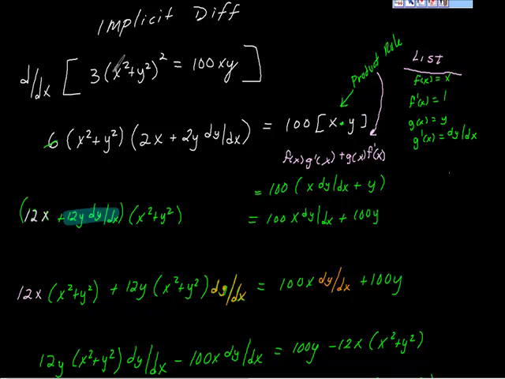What we're going to try to do is use implicit differentiation to take the derivative of this equation here: 3 times the quantity x squared plus y squared, quantity squared, is equal to 100xy. I'm going to start with the idea that I'm going to take the derivative of both sides of the function. And if you don't mind, I'm going to do the left side first. So here's where I am right now, focusing on this side of the function.